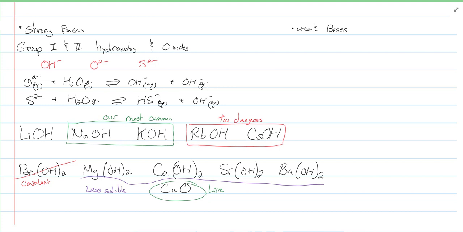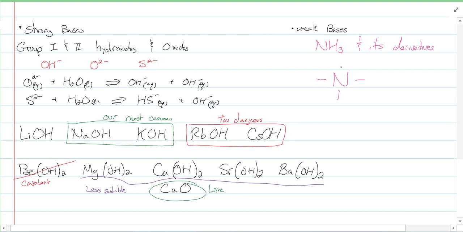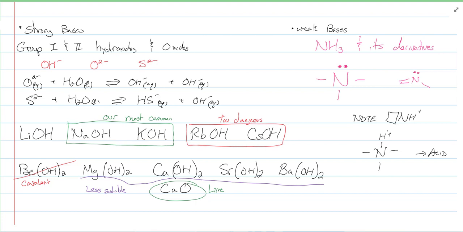Weak base. The weak base will be NH3 and its derivatives, which means anytime I have nitrogen with a lone pair, it's going to be a base. It doesn't matter if there's a double bond or three single bonds, that's irrelevant. Now, note, anytime you have NH plus, whatever's in front of it, that's going to be, we're going to learn, an acid because of the H plus. So anytime you have N, nitrogen, think base, unless it's N plus, NH plus, then it's acid.